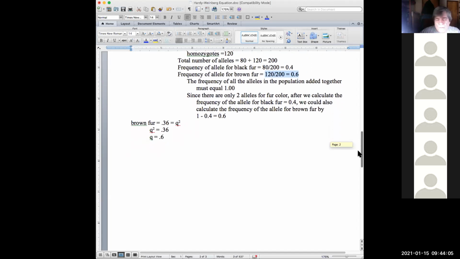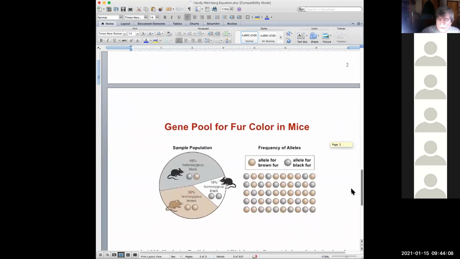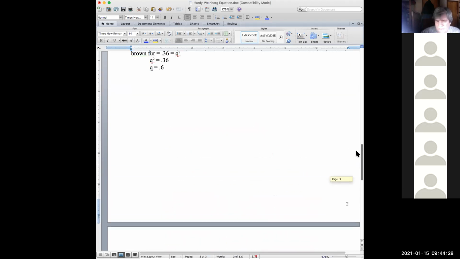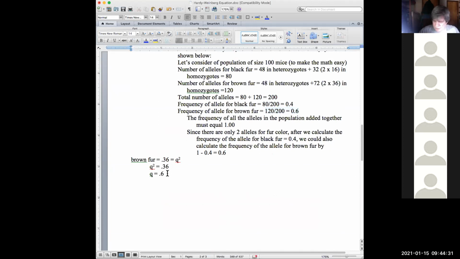Now let's think about why we can't start out with individuals that show the dominant characteristic. Remember, usually when we look at a population, we won't know the genotype. They gave it to us in this example, but usually all we'll know is the phenotype. So let's look at all the mice who have black fur. 48% plus 16% is 64%. So black fur is equal to 64%, or as a frequency, 0.64.